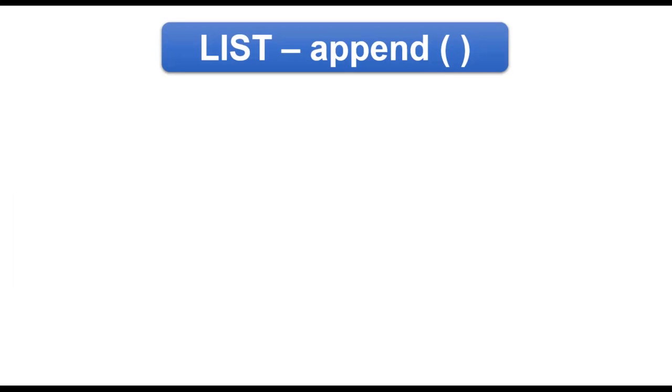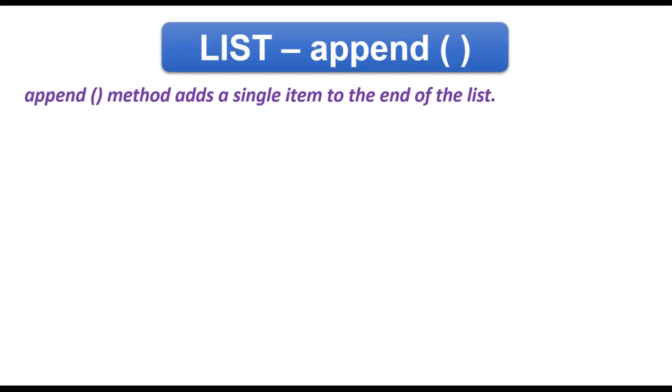Today we are going to learn about some built-in functionalities of list. So the very first function we are going to understand today is append. So let us understand what the functionality of this function is. The append method adds a single item to the end of the list. That means it is used to insert elements inside a list.